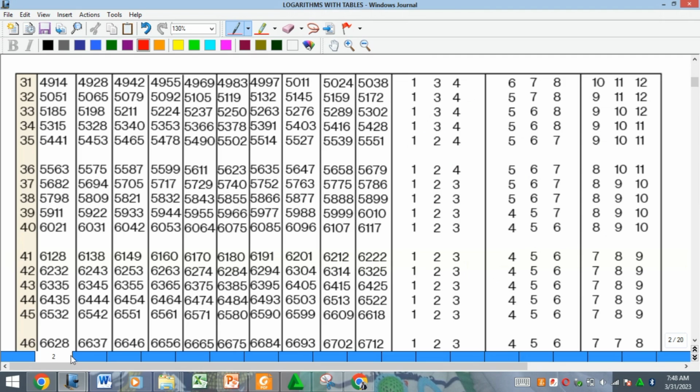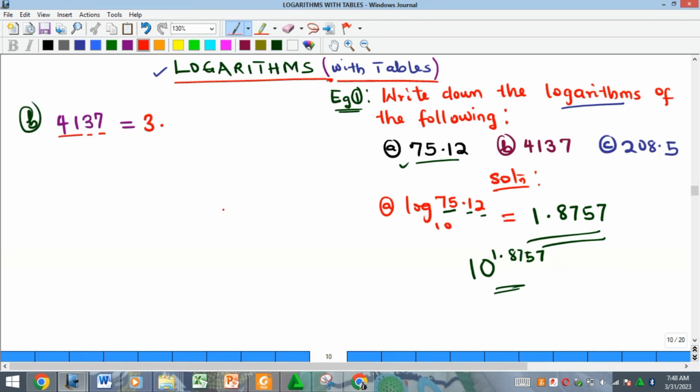So let's try to look for that. This is our 41 and this is 3. Remember, this is 0, 1, 2, 3. So under column 3, that's the meaning of that. 41 under column 3 is 6160. And then what is difference 7? The value there is 7. So I'm going to add 7 to this, and that's going to give me 6167. So we come back here. It means that our mantissa is 6167, and that is the logarithm of that example B.